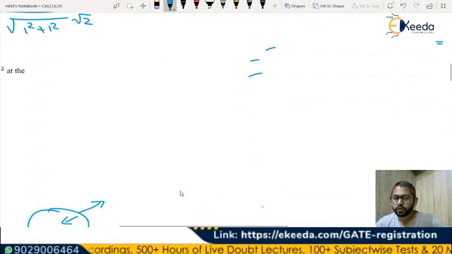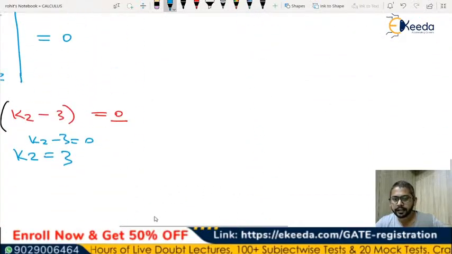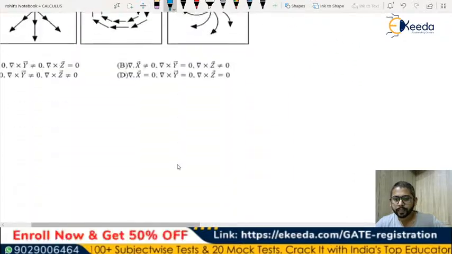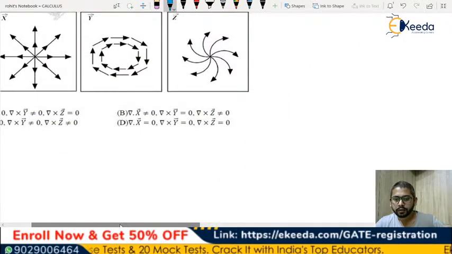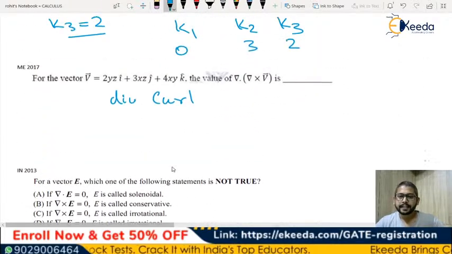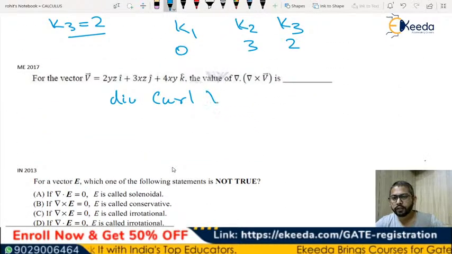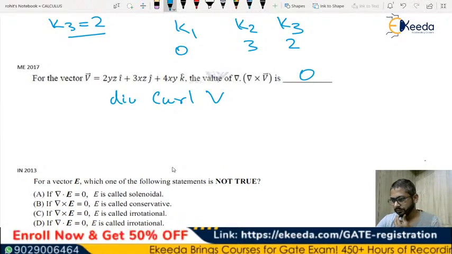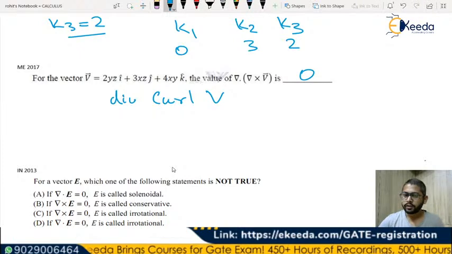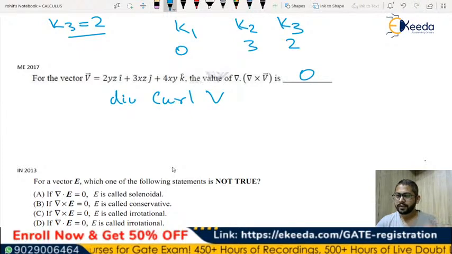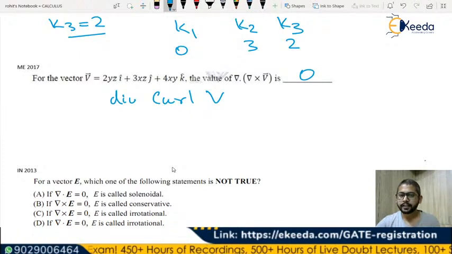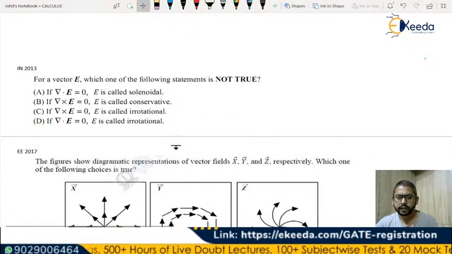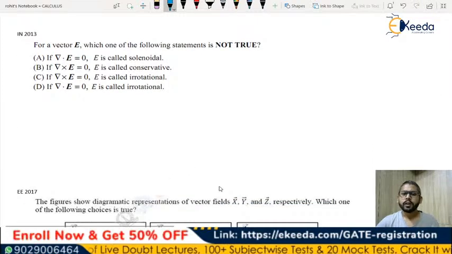So both the terms are 0, and what we are asked here is divergence of the curl. So without calculation, I'm writing it 0. Fine. So the result is 0 directly, whether it is divergence of curl or curl of the gradient. Anything is 0. Apart from this, for the next question, we have two small questions. It won't take more than 2 or 3 minutes.